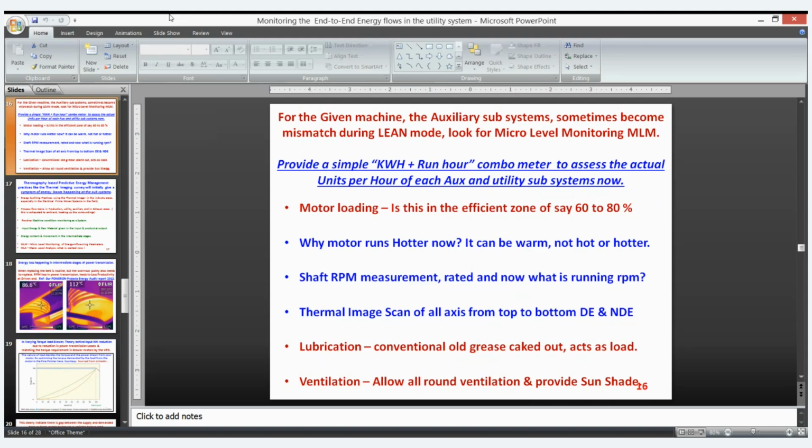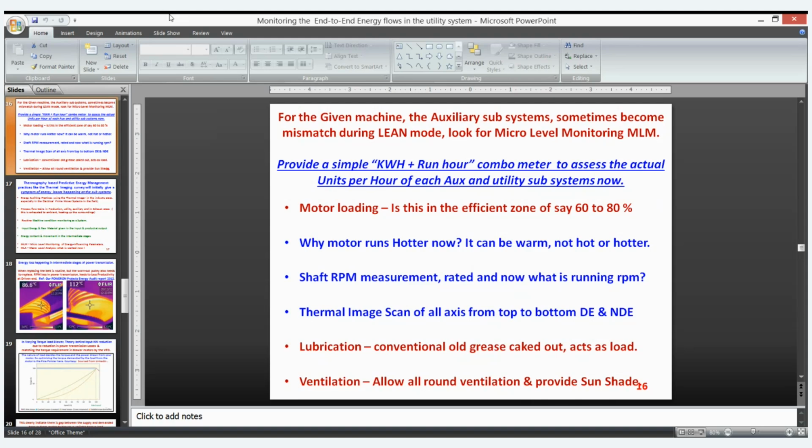So the shaft RPM of the motor is more important to know the slippage for the given loading as such. Then comes the lubrication. Instead of going for a multi-purpose grease and all, the specialty grease like polyurethane thickened, that is lithium complex grease, that itself is doing a better job.